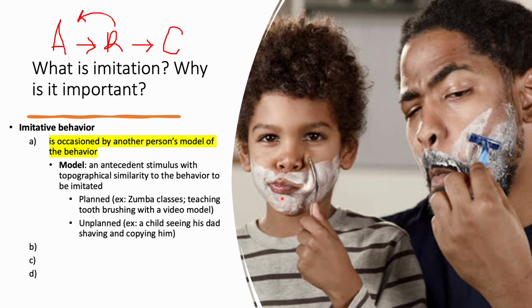The example that I gave earlier, where you walk into a room and you look at how people are behaving in order to know how you should be behaving, that's typically an example of an unplanned model.